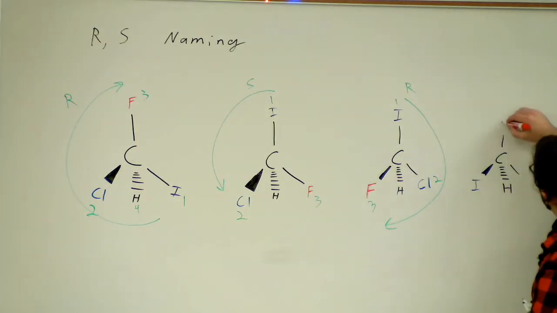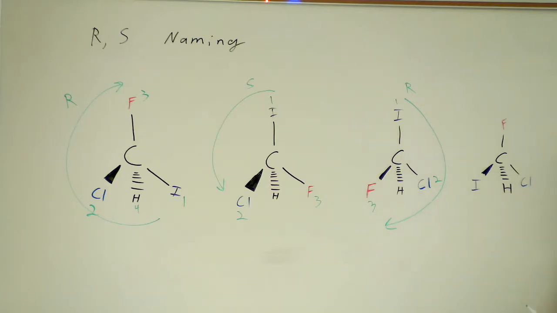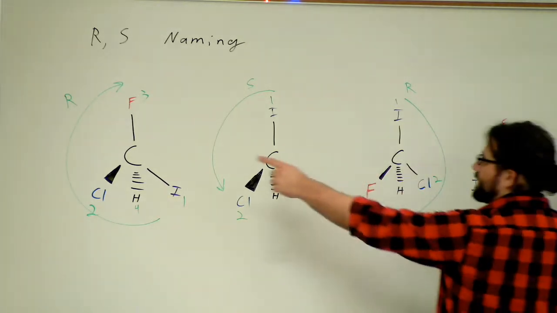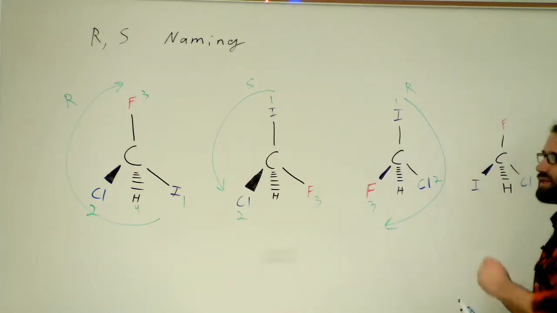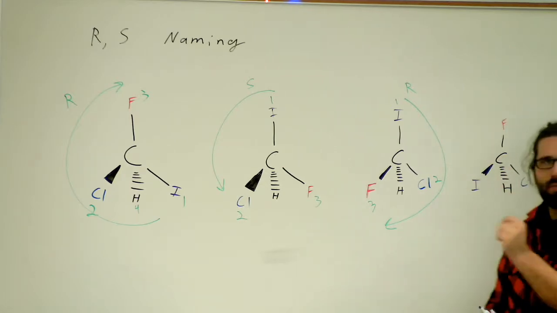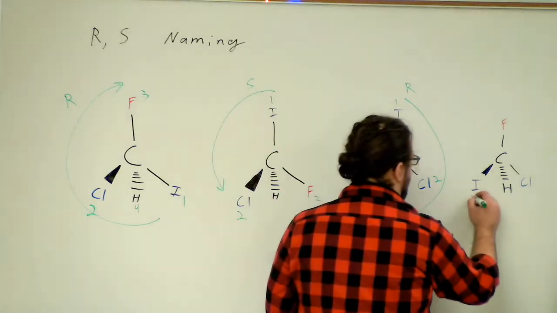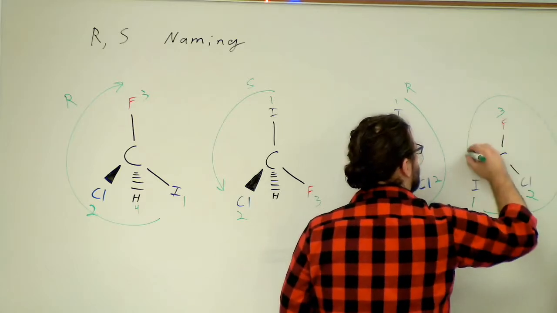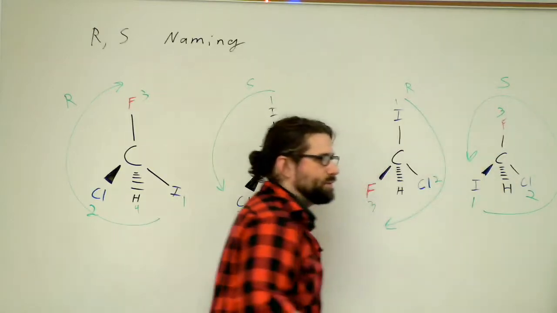Iodine, fluorine, chlorine. Now just looking at that, I can see that this and this are flipped. My fluorine is back on top, but my iodine and my chlorine are flipped. So this should be the S enantiomer because I've just got two of these that are flipped. The others, the fluorine and the hydrogen, are in the same place. So let's double check that. Iodine is 1, chlorine is 2, fluorine is 3. That would be counterclockwise. Going to the left, that would be S.